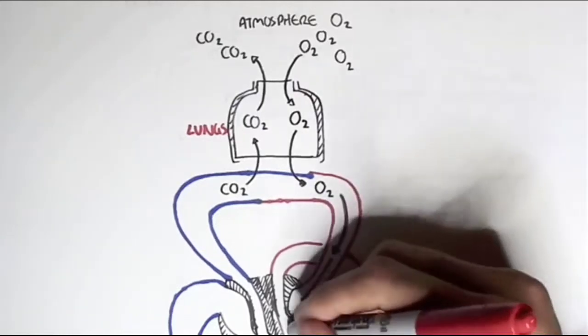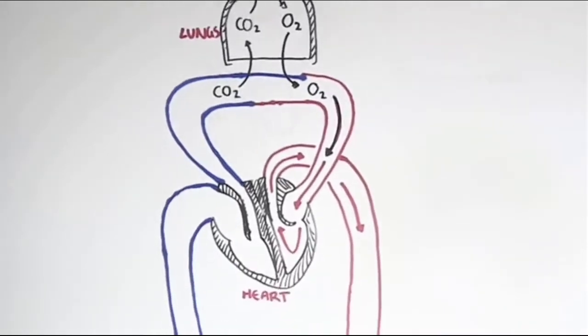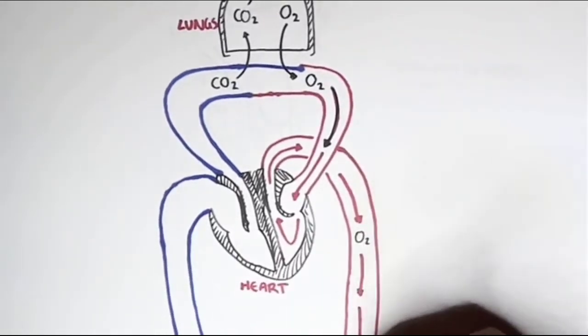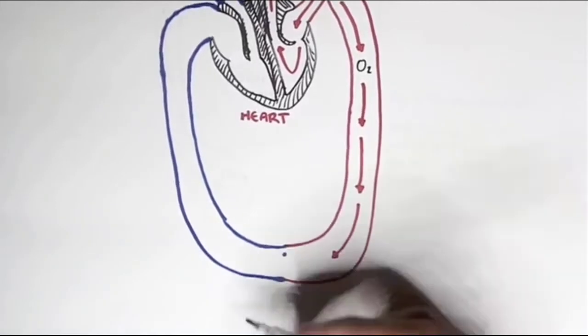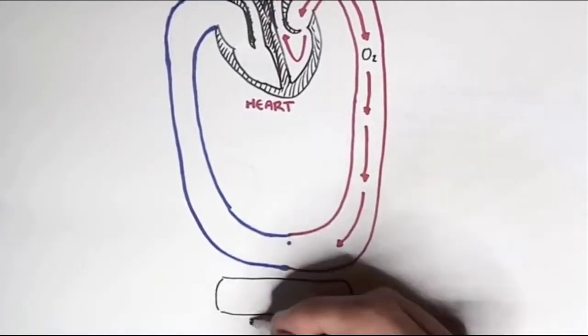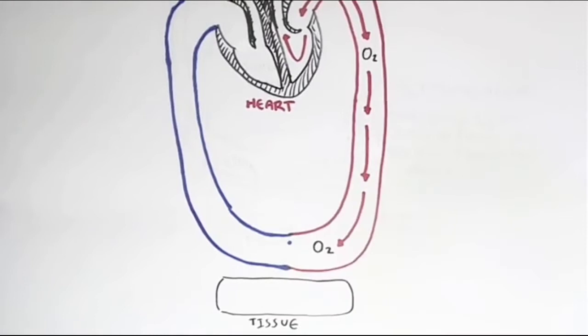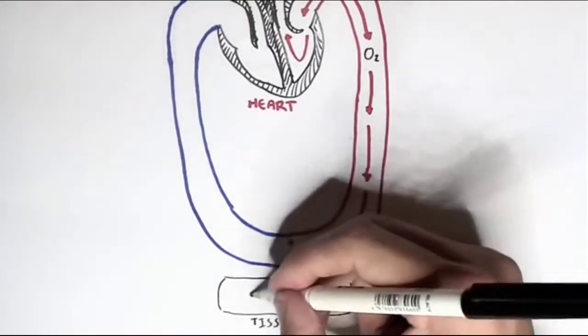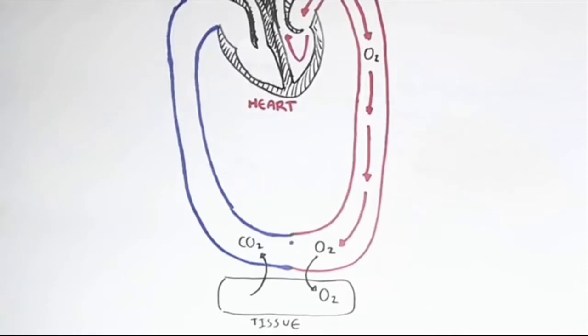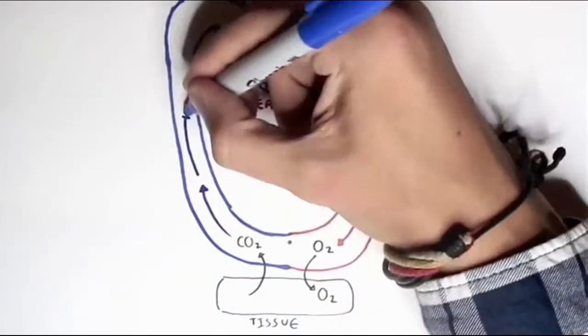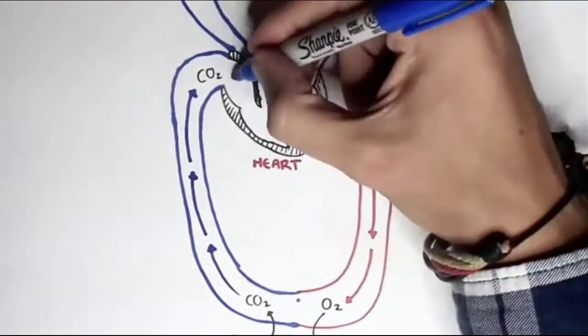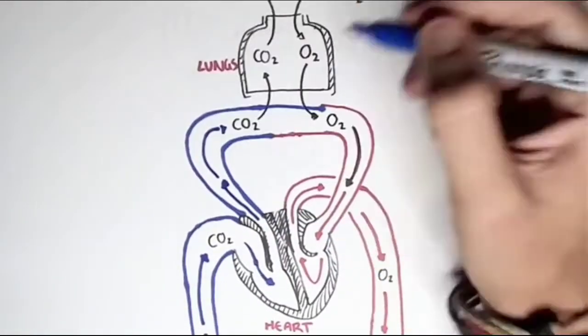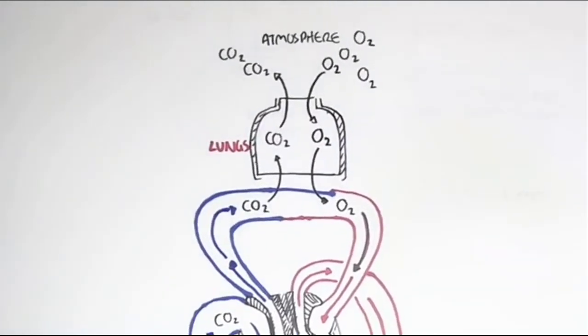Oxygen travels into our heart. Then the heart pumps out the oxygen and transports it to the various organs and tissues of our body. Then these tissues take in oxygen and release carbon dioxide as the byproduct. Then blood vessels transport this carbon dioxide back to the heart, so the heart can pump it to the lungs for the gas exchange.